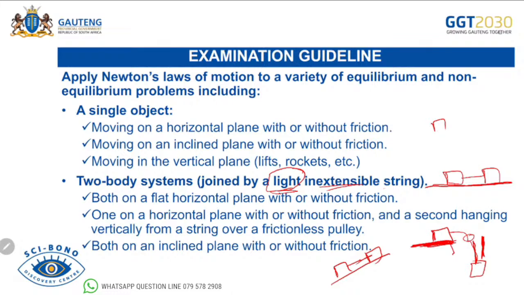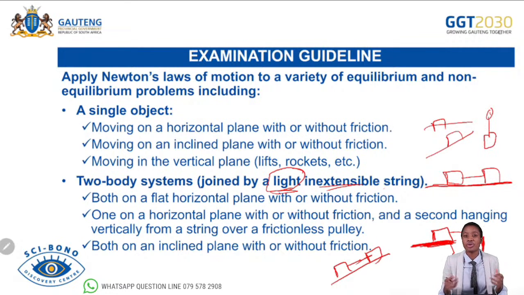So the first one would be single objects, where you'll be looking at a horizontal plane with or without friction, an inclined plane with or without friction, or the one that is just hanging, in this case like shooting up a rocket or a lift, an elevator.